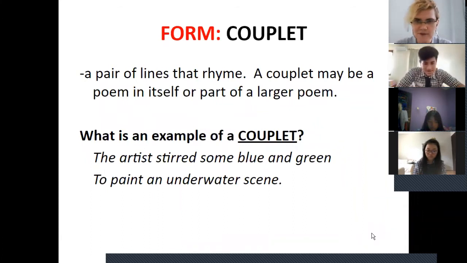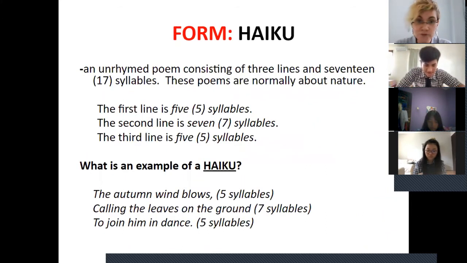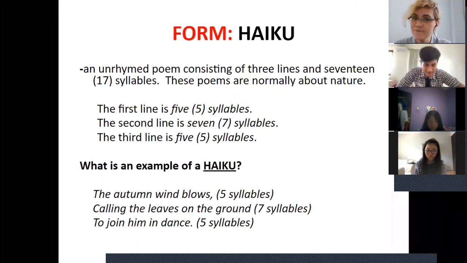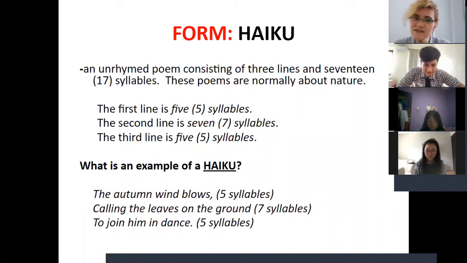it rhymes. Haiku, that is, it doesn't rhyme. A haiku has no rhyming. It consists of 3 lines and 17 syllables. Very interesting. These poems are normally about nature. So the first line is 5 syllables, and then the second line is 7, and the third line is 5. So that kind of goes off and on and off and on.